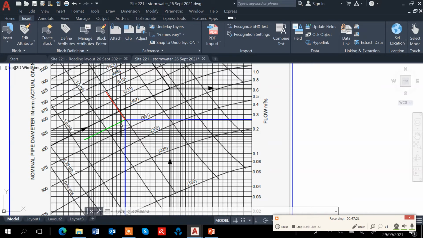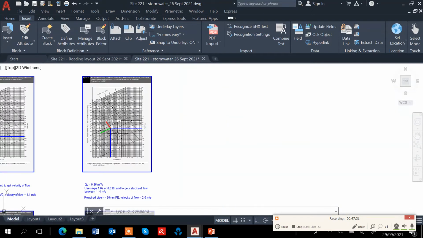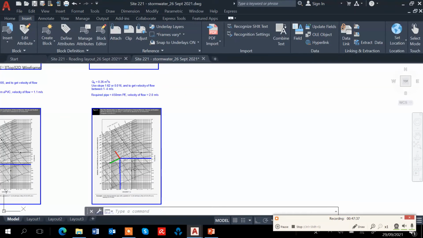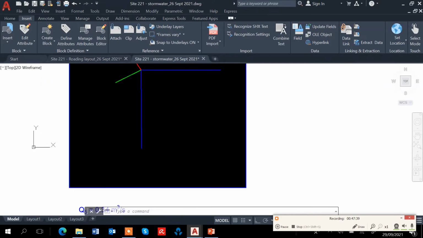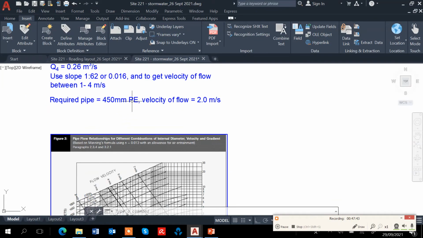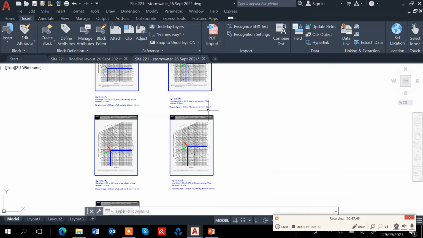But the size, you see, is more than 375. Between this green line, it is between 375 and 450, so I have to use 450. So the Manhole formula actually is bigger compared to the Colebrook-White. And this one is 450 as well. So when I use 450, I have to use a PE. I cannot use the UPVC anymore. And the flow is 2 meters, less than 4 is okay.